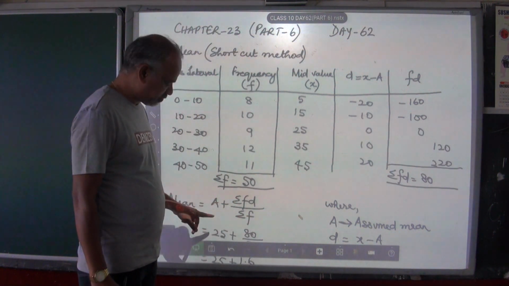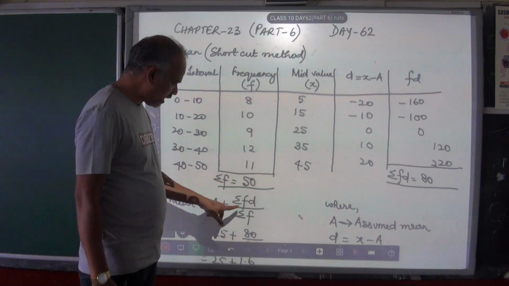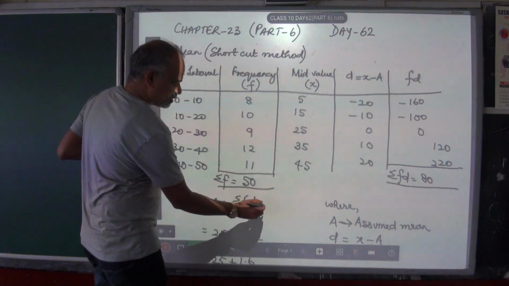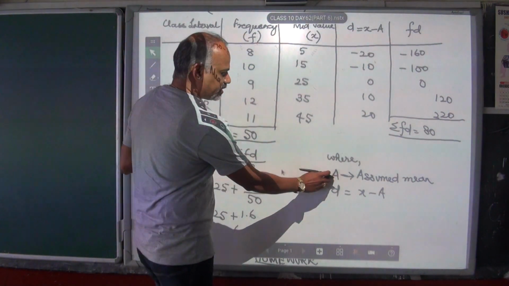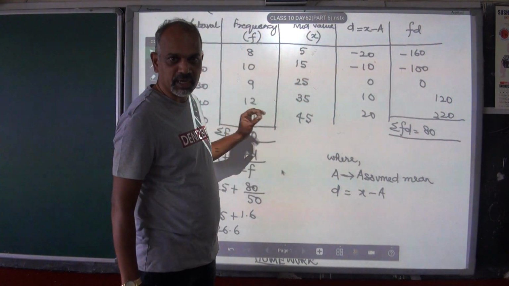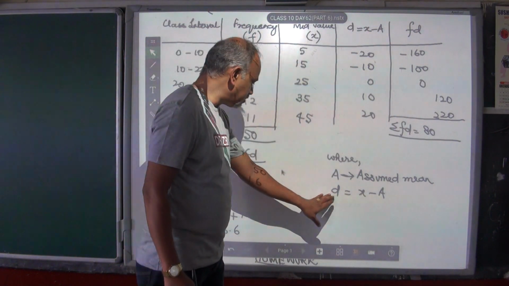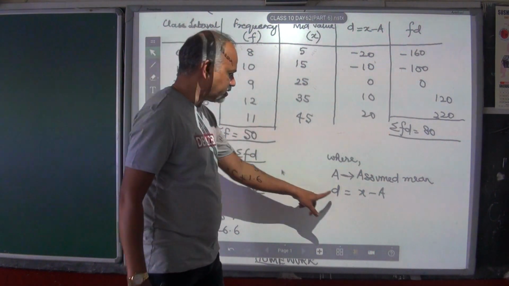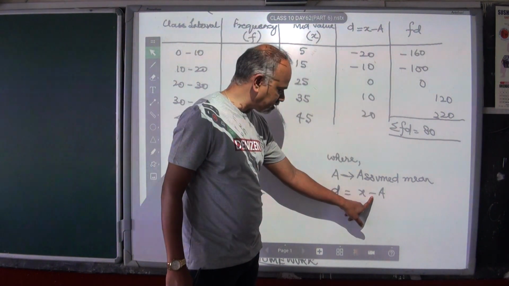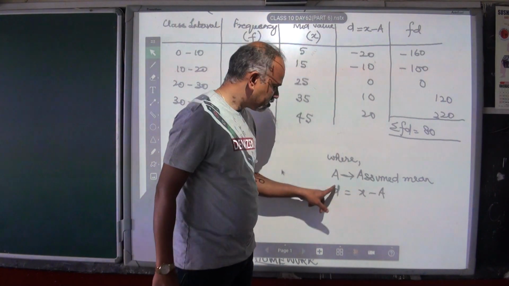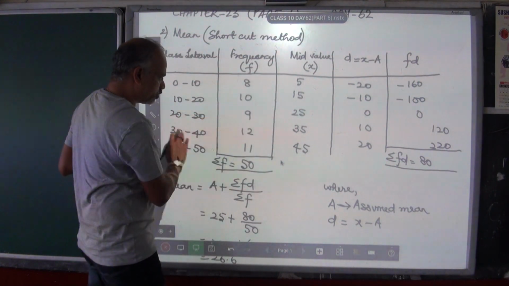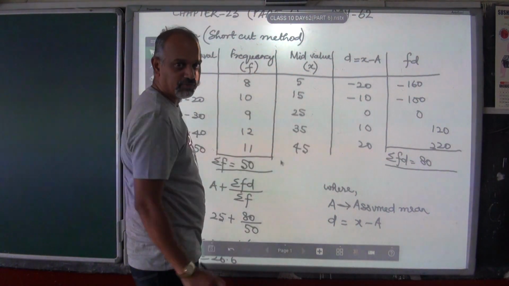There are a few new things here. A is new and there is a d. I have written here that A stands for assumed mean. Now you will have to assume something as your mean, and d is x minus a, where x is the mid value of each class interval, minus the assumed mean. Okay. So we will see all these now. So this is the data that is given, the two columns. The rest we will have to fill in.